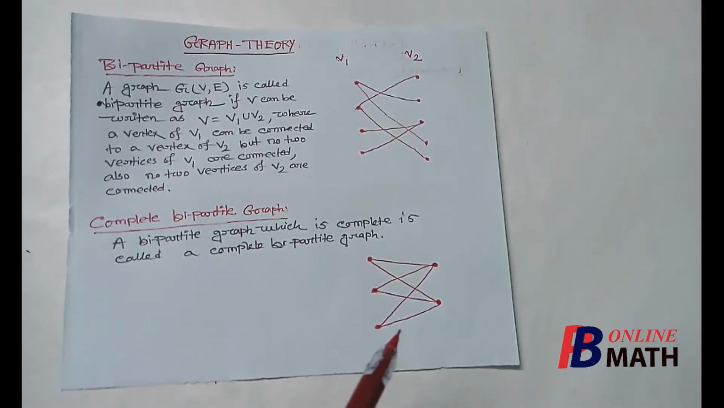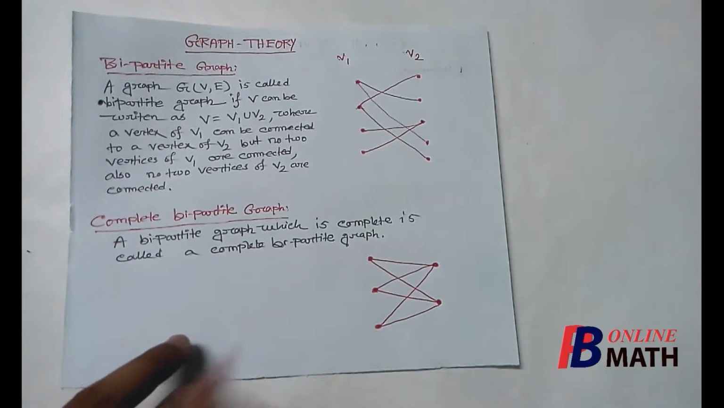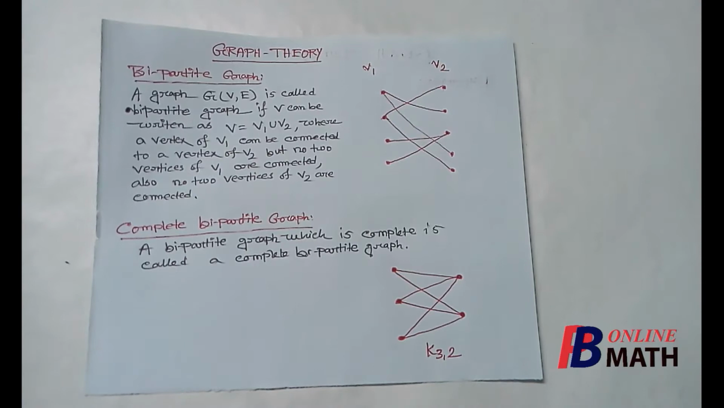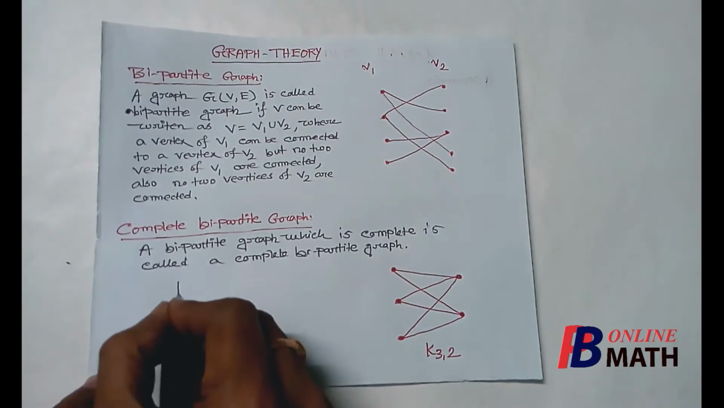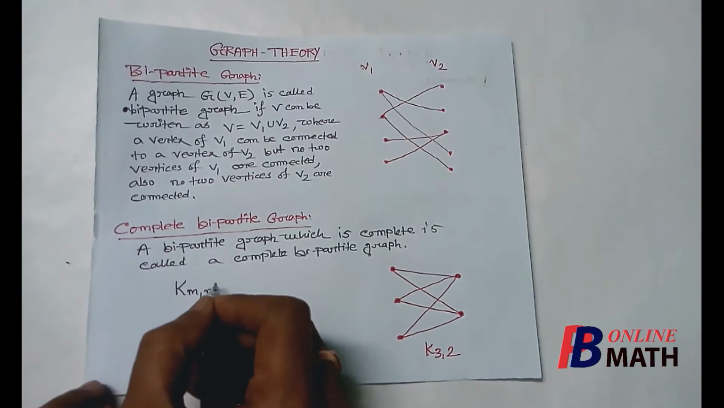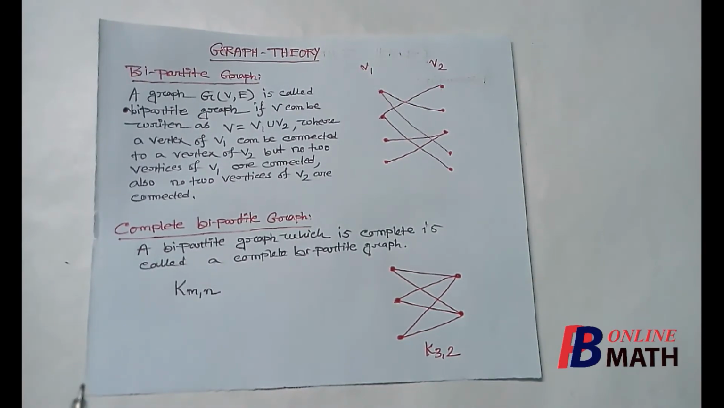Now this bipartite graph contains 3 plus 2, 5 vertices. So this type of complete bipartite graph is denoted by K3,2. If we find a complete bipartite graph having m plus n number of vertices such that the subset V1 contains m number of vertices and the subset V2 contains n number of vertices, then that complete bipartite graph will be denoted by Km,n. Now let us find the number of edges in a complete bipartite graph Km,n.